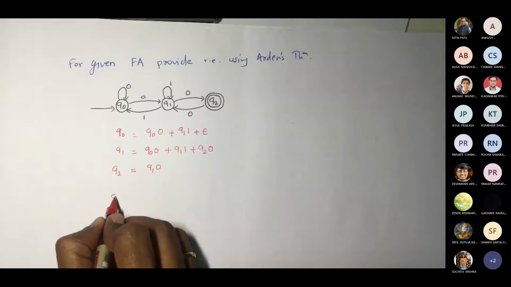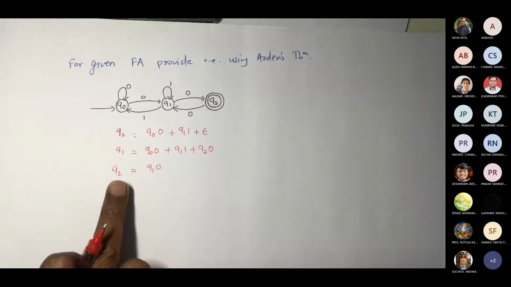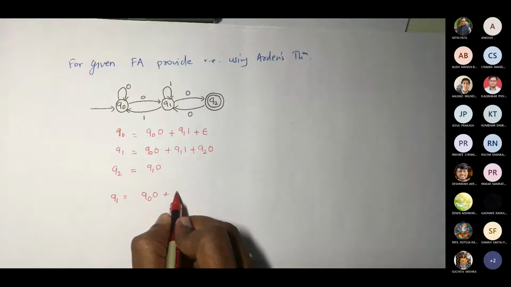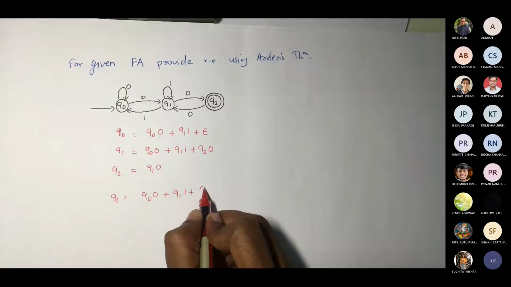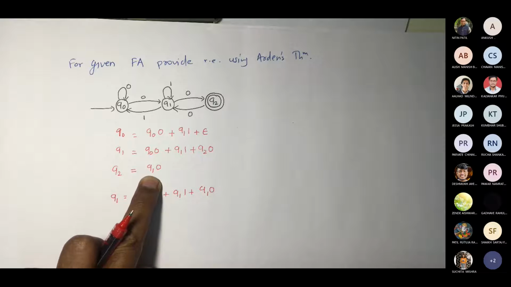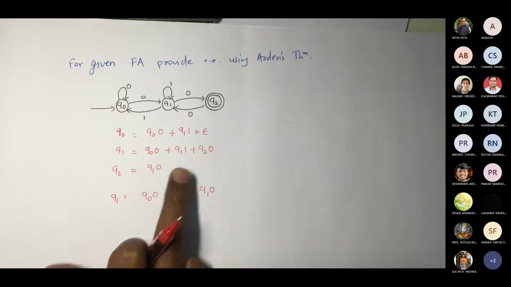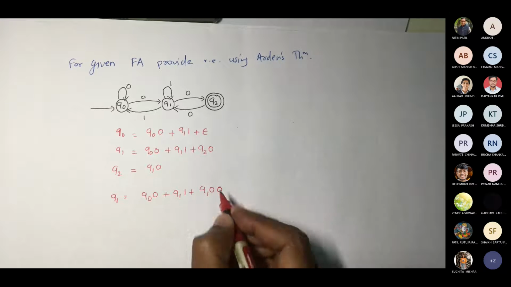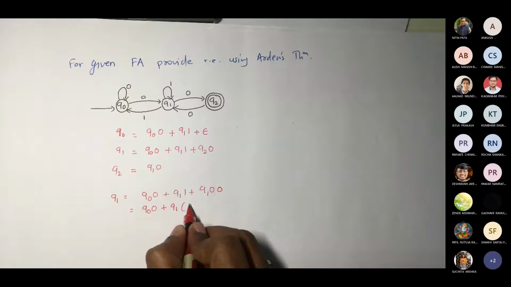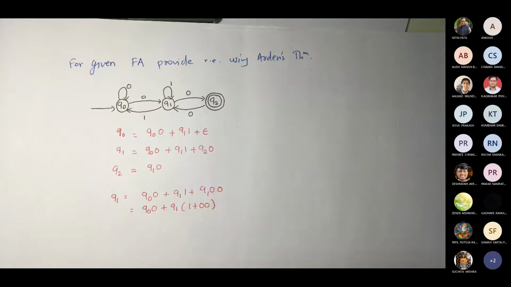So let me start with Q1. Let me put this Q2 value over here. What will it reduce to? Q0, 0 plus Q1, 1 plus Q1, 0, 0, where I am replacing the Q2 value here. So you would get Q1, 0, 0 written, and if you solve this, let me take Q1 common: 1 plus 0, 0. Is that fine? Yes, sir.